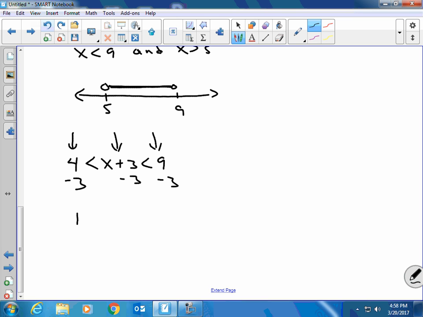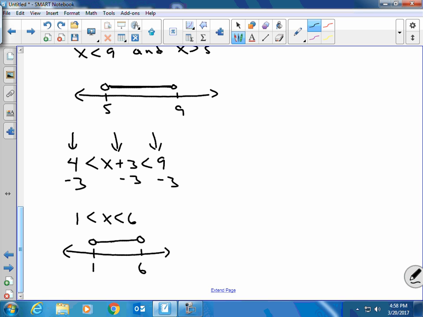So on the left-hand side, I get 1. On the right-hand side, I get 6, and I've got it. X needs to be between 1 and 6. On a number line, it's between 1 and 6, open circle in both cases. X needs to be greater than 1 and at the same time less than 6.